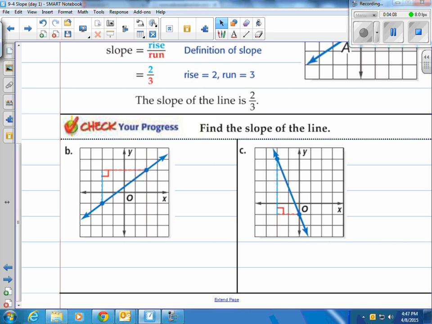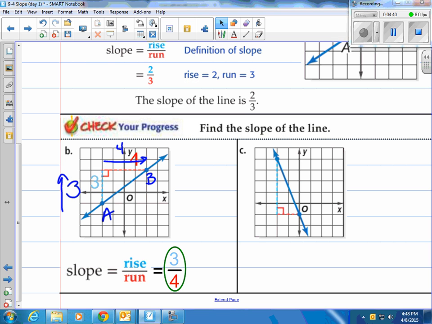Now, how about this? You find the slope of these lines, B and C. Pause the video, come back, see how you did. All right, B. First off, from left to right, we find the 2 points. They've given us these 2 points. We'll call this one A and this one B. So from A to B, what do you have to do? Well, it looks like you're going to be going up 3 here. So you're going up 3, which is a positive, and right 4, which is a positive as well. So there's our rise and our run. Rise is 3, and our run is 4. That's 3/4. So this line would have a 3/4 slope.